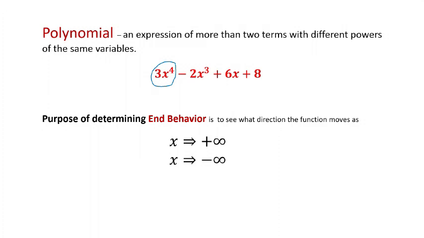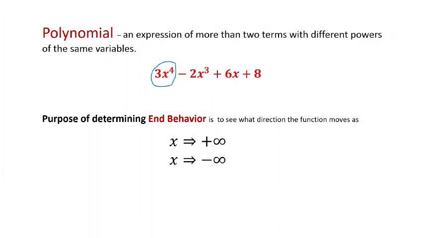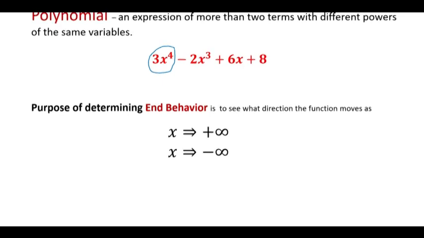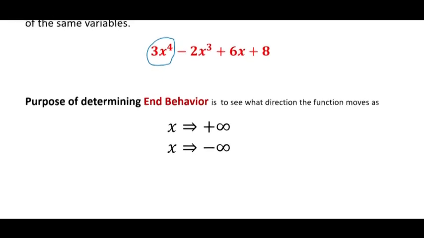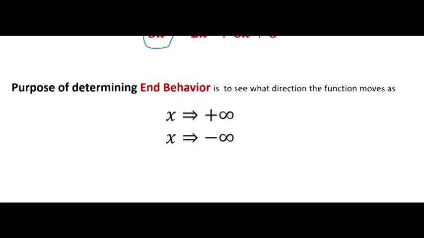This term tells us whether the degree is even or odd, and whether the leading coefficient is positive or negative. The degree 4 is even, and the leading coefficient 3 is positive. We're going to look at a couple of examples and graph them to determine the end behavior. The purpose of determining the end behavior is to see what direction the function moves as x moves to positive infinity and as x moves to negative infinity.